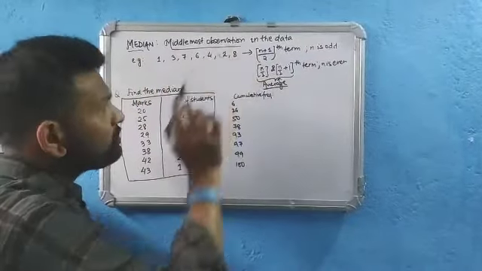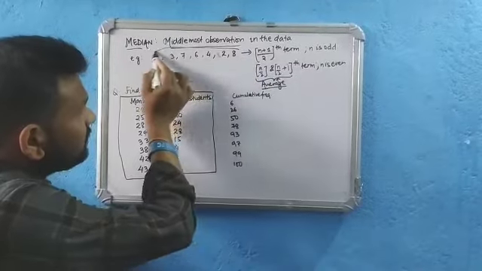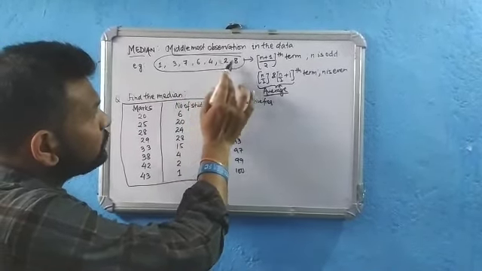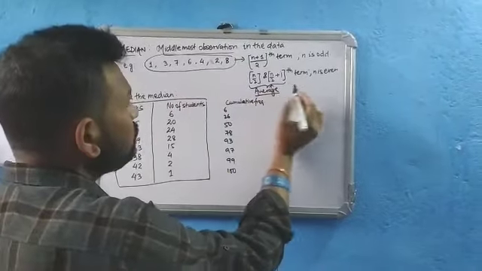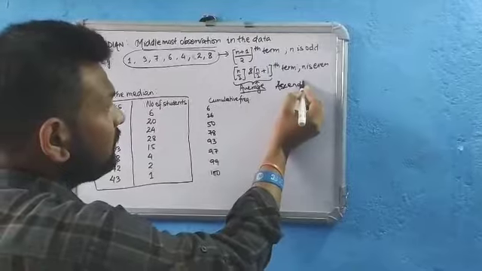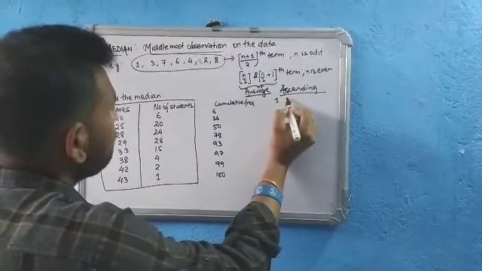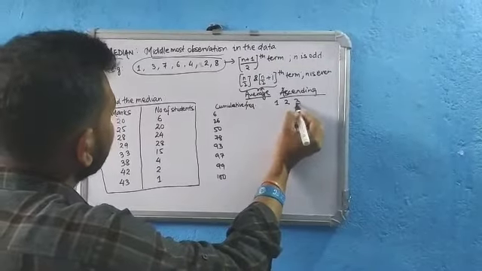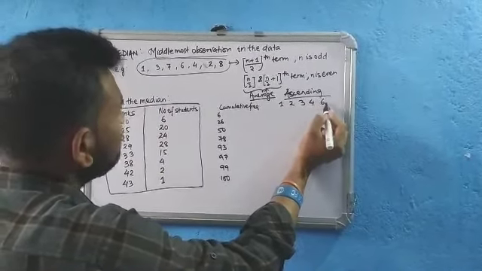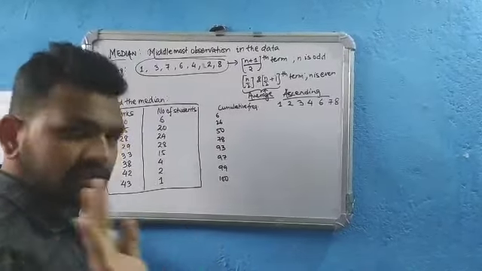Median means the middlemost observation. So how do you observe it? Suppose you are given a series of numbers 1, 3, 7, 6, 4, 2 and 8. What you do is arrange those numbers in ascending order. So 1, 2, 3, 4, 6, 7 and 8.